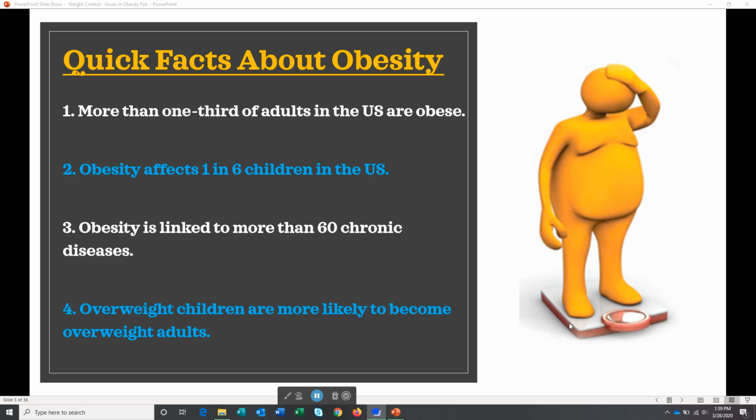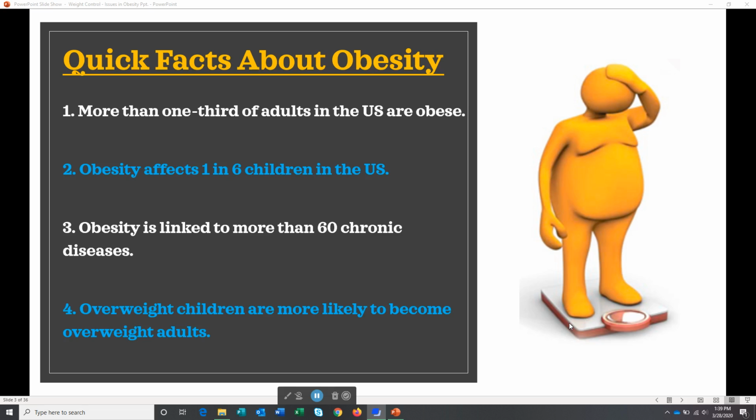Number 3, obesity is linked to more than 60 chronic diseases. If you are overweight or obese, your risk for dozens of diseases and conditions is much higher, including type 2 diabetes, heart disease, stroke, cancer, and many more that we'll discuss later.